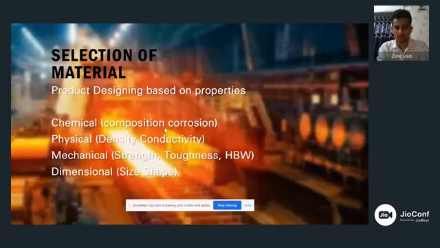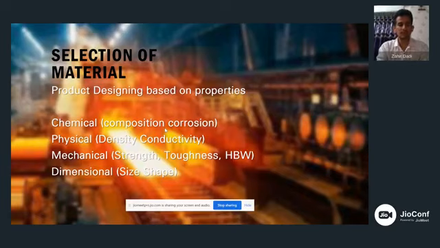So we can say that when a product is designed, there is some functional use of the material which is very important. If some materials are good at mechanical properties and some are good at electrical properties, and the application requires both, then we have to make such a kind of alloy.